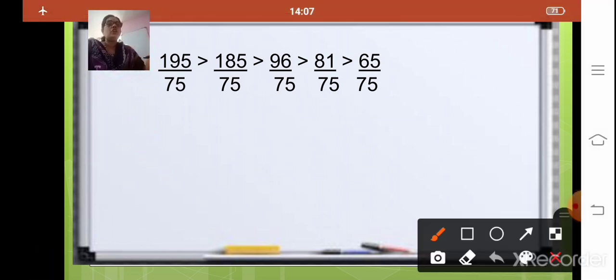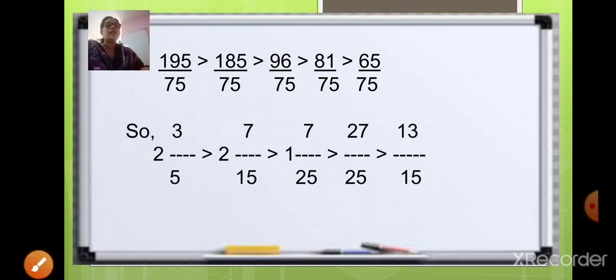Now we have to arrange it in descending order. Now descending means what? That is going from big number to small number. Now 195 upon 75, so we'll replace it with the original fraction. So which is your original fraction? Your original fraction is 2 3 upon 5. Correct? And for 185 upon 75, your original fraction which was given in the question was 2 7 upon 15.